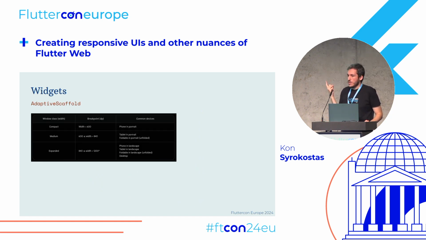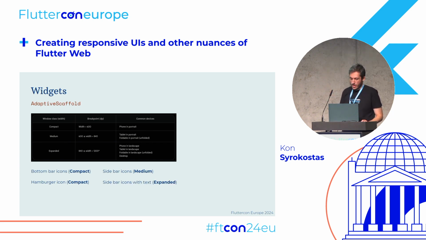AdaptiveScaffold works with the same table we saw before, so it separates screens as compact, medium, and expanded, and it changes based on that. For a compact screen, we can have, for example, the bottom bar navigation or a hamburger menu. We can also have the sidebar icons. In the medium screen, we can have the sidebar icons. And in the expanded screen, we have sidebar icons with extra text. In the compact screen, we only have the primary body. And in the medium and expanded screens, we have both primary and secondary body.